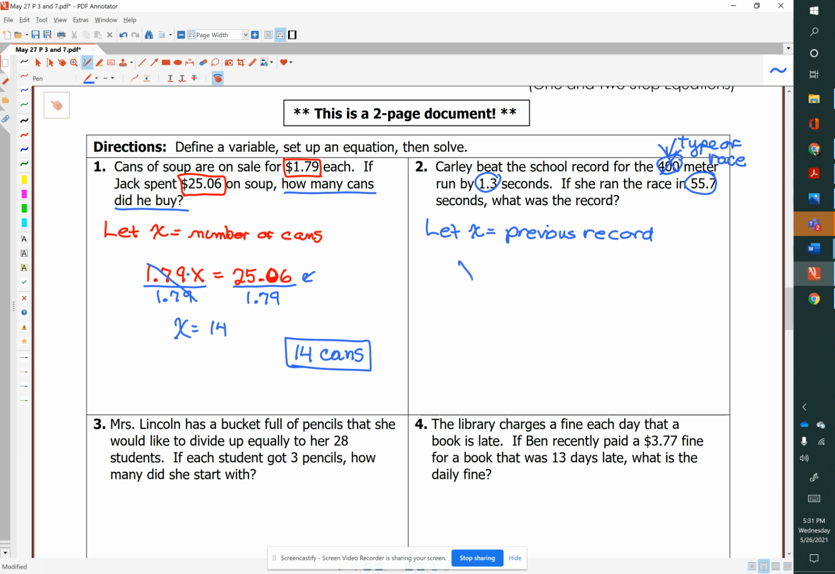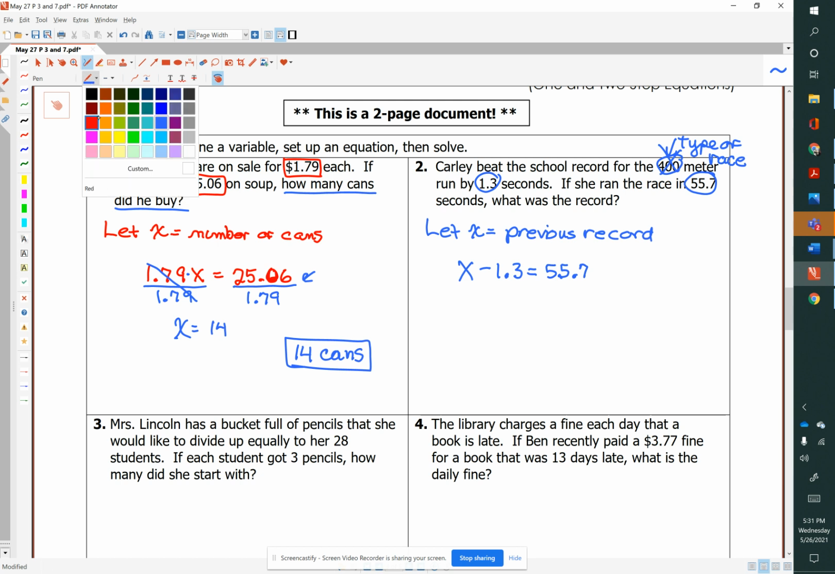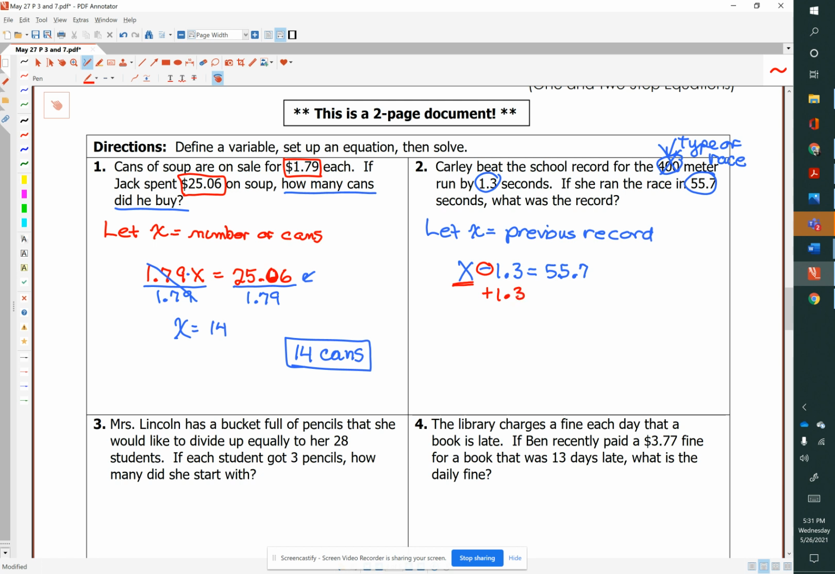So we can say the previous record, she went faster, which means a shorter amount of time. So the previous record minus 1.3 equals 55.7 seconds. So the previous record had to be longer. So let's solve this equation. What is happening to x? Well, 1.3 is being subtracted. So if I want to isolate x, I have to add 1.3, and whatever I do to one side, I do to the other side of this equation.